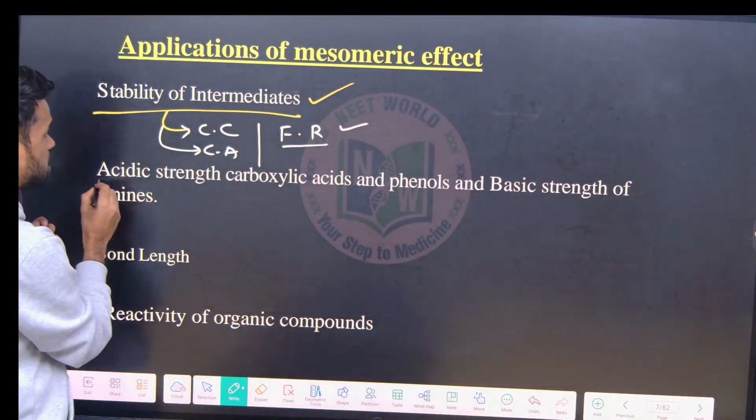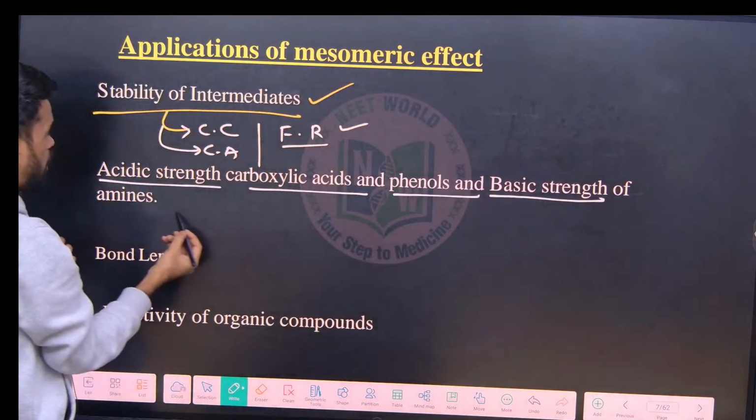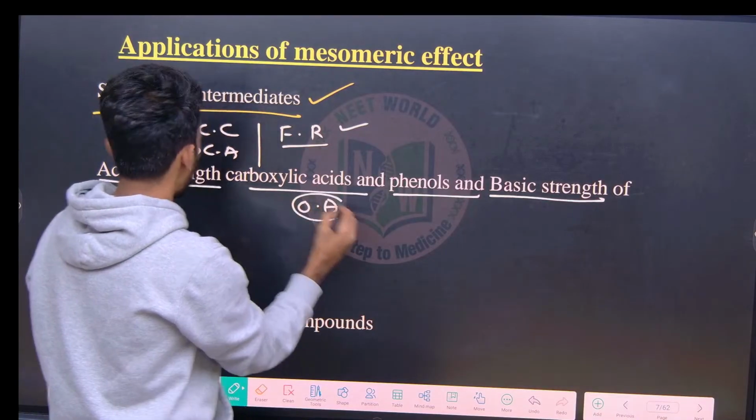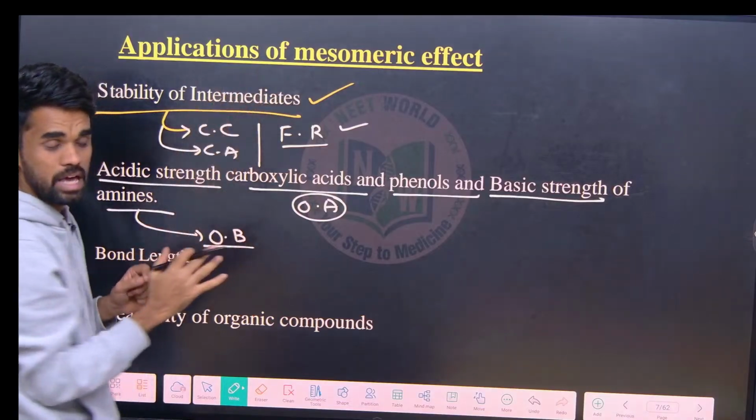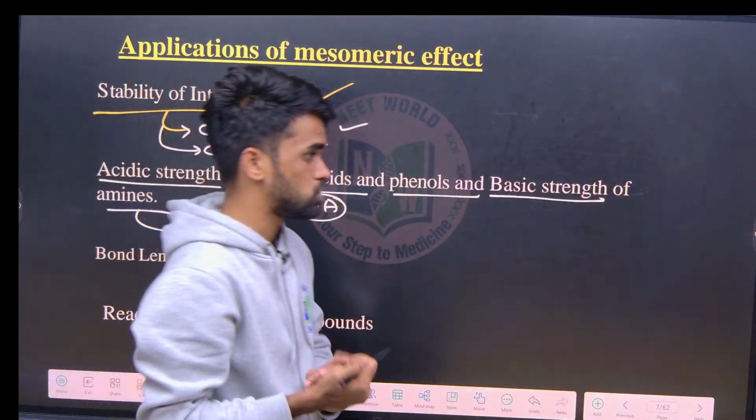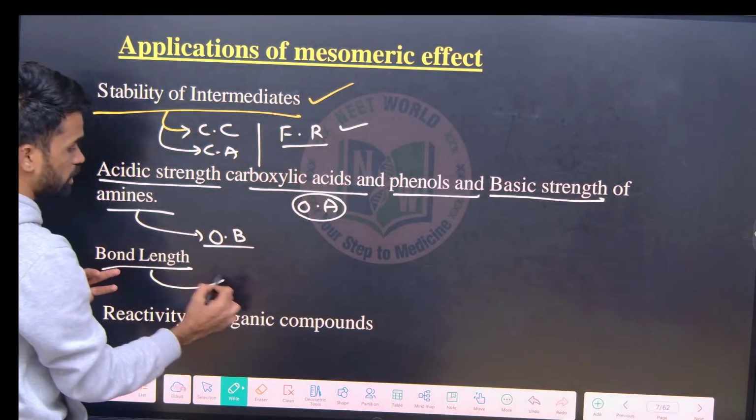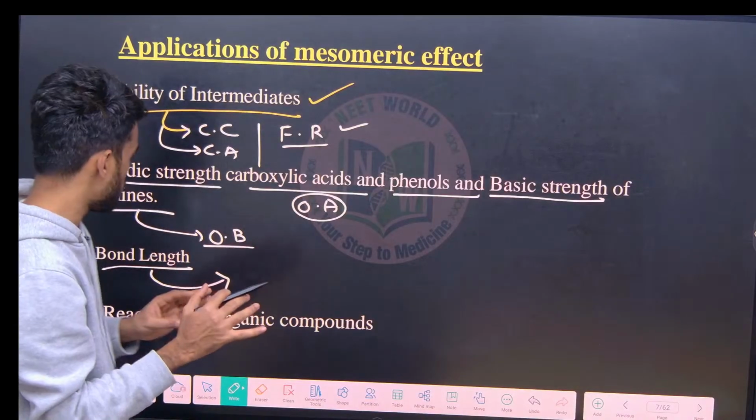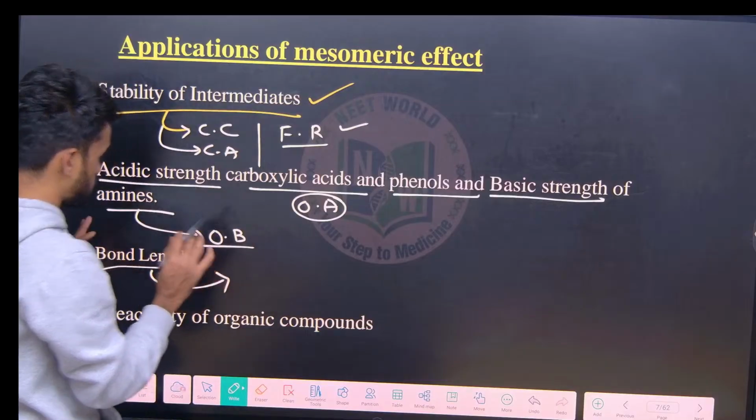The next, acidic strength of carboxylic acids, phenols, and basic strength of amines. We can explain the acidic strength of organic acids and the basic strength of organic bases using the mesomeric effect. Okay, this is the second application. And the third application here is bond length. We can also explain how the bond length varies in the given compounds due to this mesomeric effect. Okay, this is the third application.